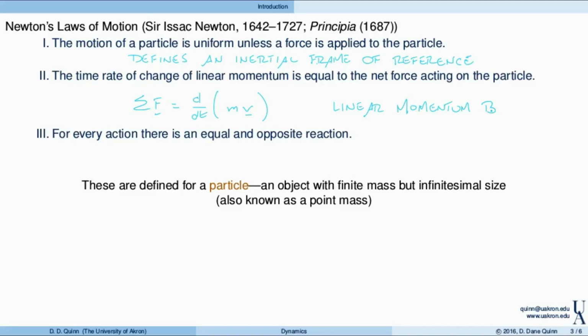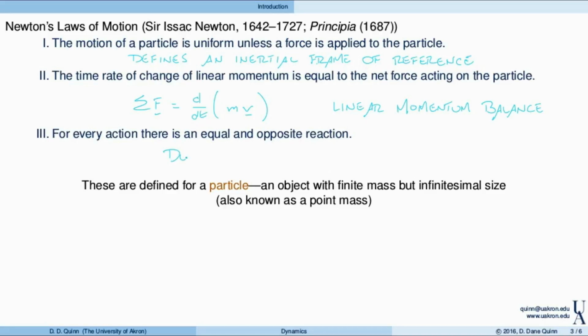And it will serve as the basis for much of what we do in this course. There are other ways of representing this idea that we will also see later on, but linear momentum balance is where we'll start. Sum of the forces is the time rate change of linear momentum. And then the third law is that for every action there is an equal and opposite reaction.